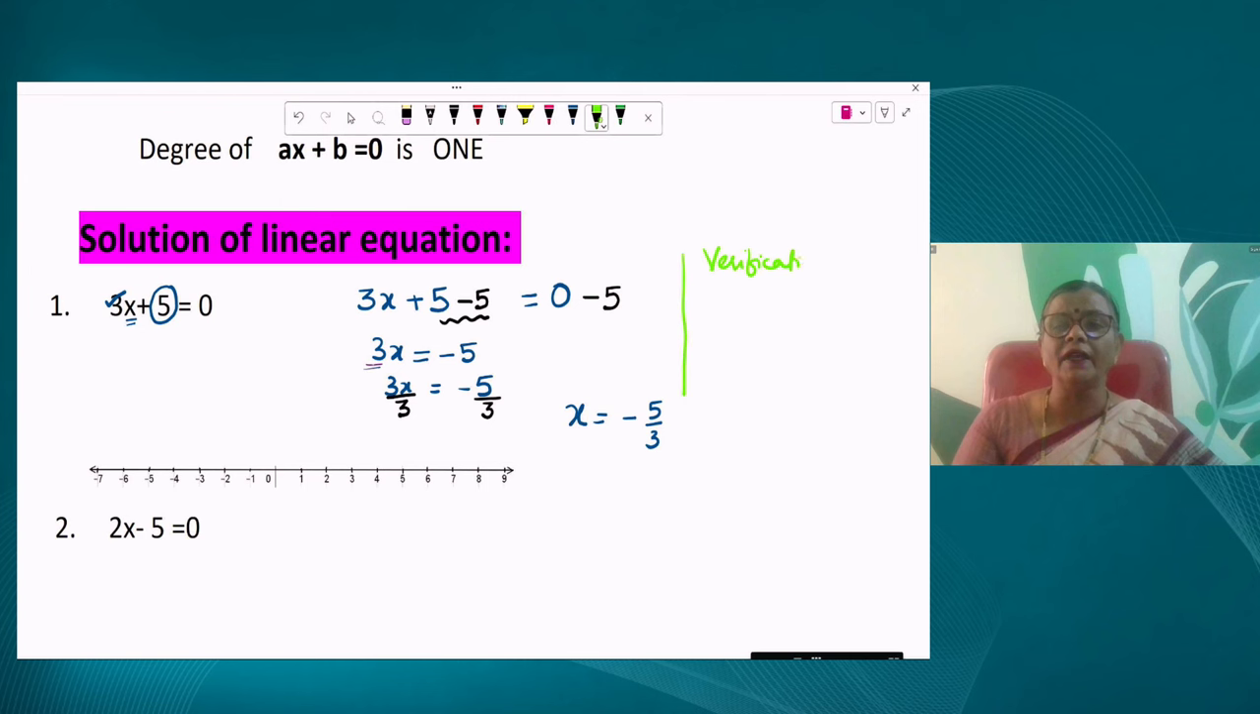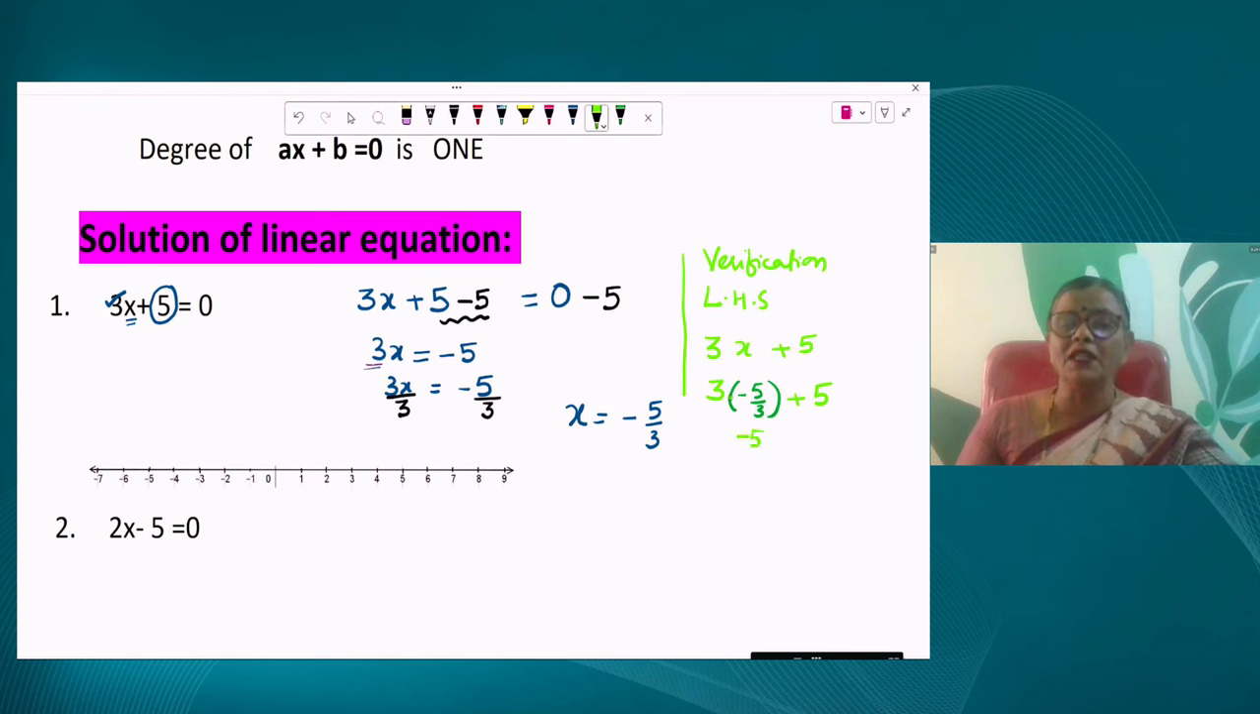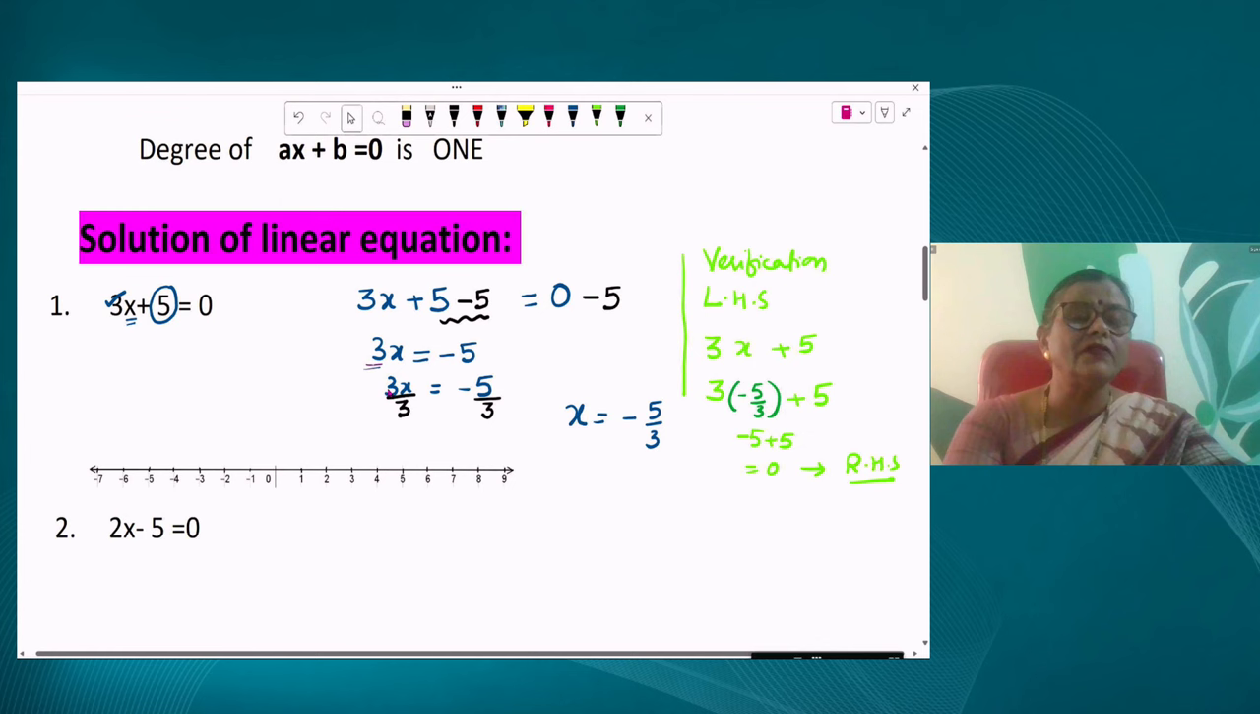How do we verify? We take up the left hand side expression. What is the left hand side expression? It is 3 times x plus 5. Now replace the value of x as minus 5 on 3, and we continue with the rest of the expression. What do we get on solving this? Minus 5 on 3 is multiplied to 3. 3 gets cancelled. We have a minus 5. And minus 5 plus 5 comes out to be 0. So isn't that the value that we have on the right hand side? That means it is this value of x, that is minus 5 on 3, that reduces this to 0.